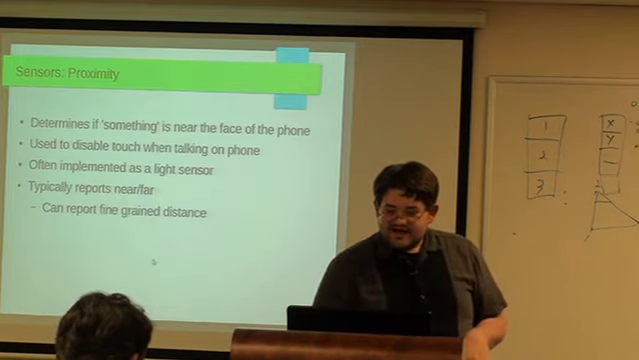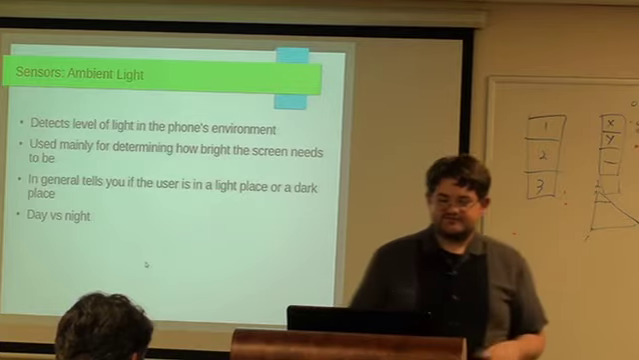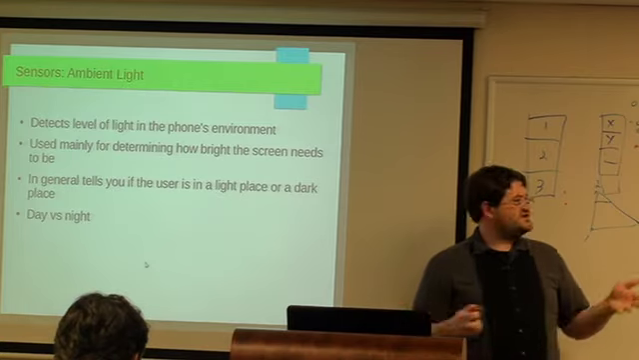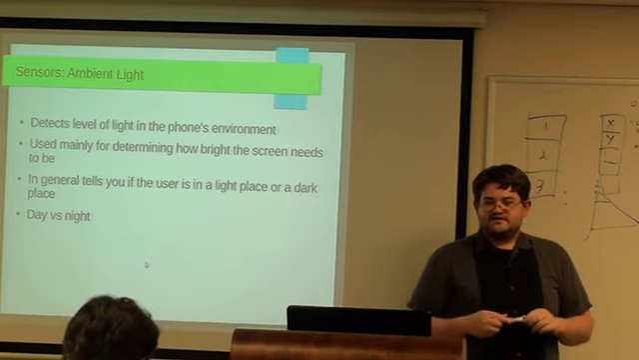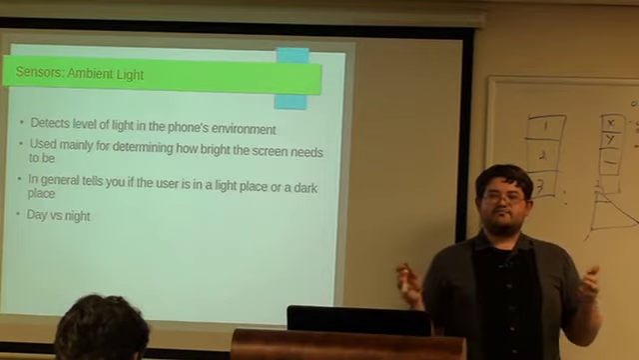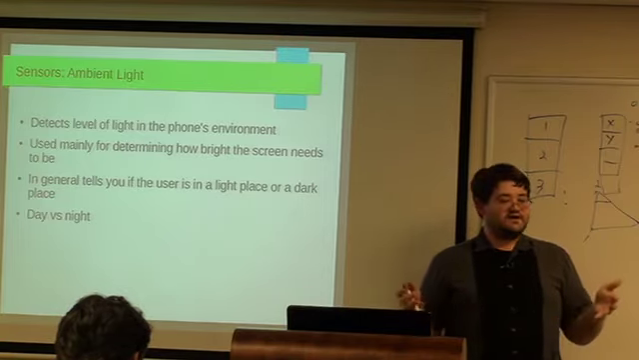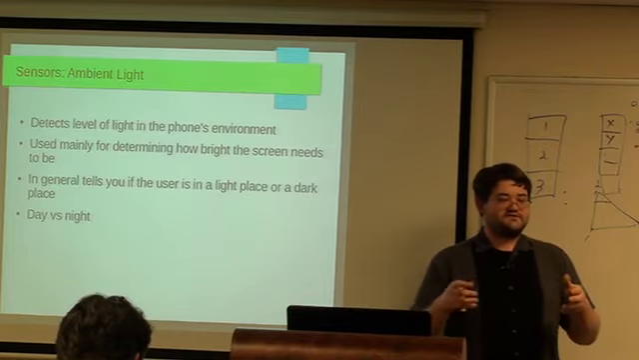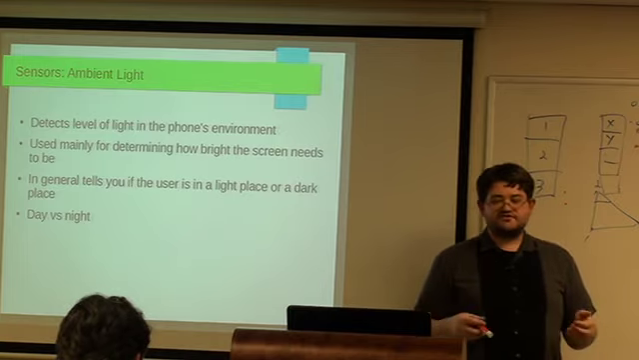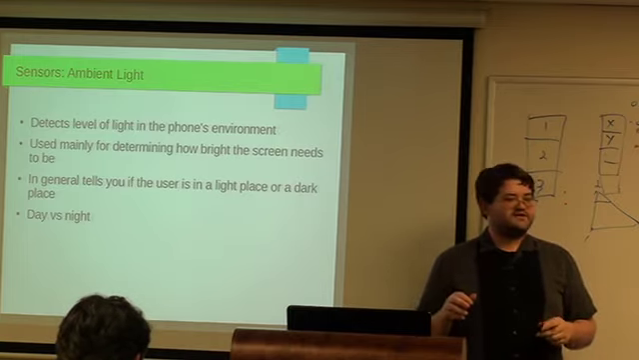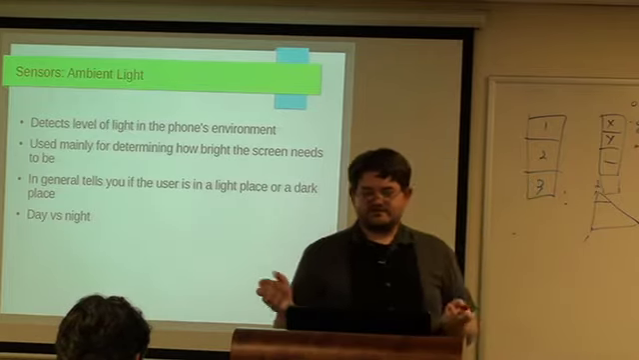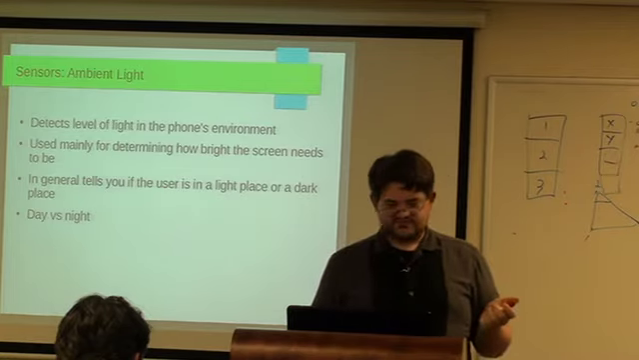Ambient light. This is an ambient light sensor. It detects ambient light. Basically, that's the light that's in the room. Its main usage, the reason why it's actually there, is for figuring out how bright the room you're in is, and therefore how bright the screen has to be. If you're in a bright room, the screen has to be brighter so you can see it. If you're in a dark room, it doesn't have to be that bright. It's also useful for figuring out roughly if you're in a daytime or nighttime environment. That might be something you want to consider when you're designing your UI, although it probably isn't that important.